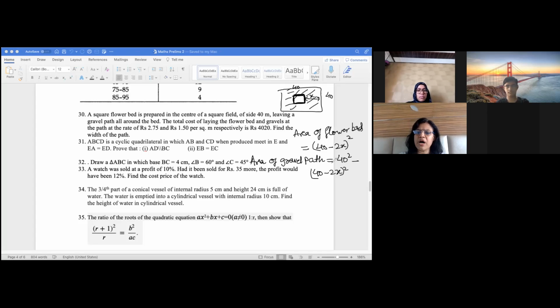Is it clear or not? Area of this gravel path is big square का area minus small square का area. So big square is 40 का square and small square is 40 minus 2x का whole square, because length का square होता है. तो इसको if we solve it, how much we are getting? 40 में common ही निकाल देती हूँ. यहाँ पे जगह नहीं मिल रही है. Let me do it on whiteboard. Okay, doing it on whiteboard.